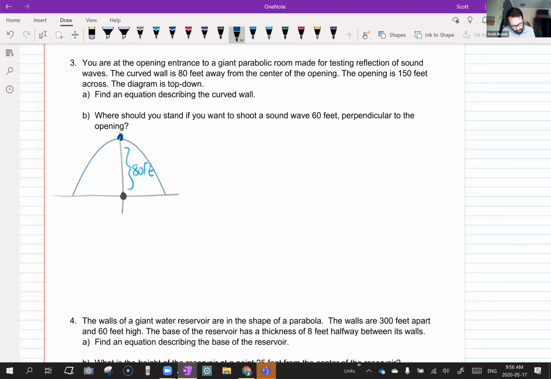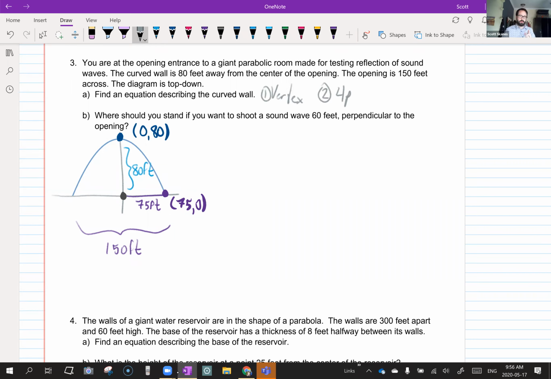That means that the vertex, we already know this, the vertex must be at 0, 80. The opening is 150 feet across. That means that it must be 75 feet on each end. This looks familiar. We've done ones like this before. If this is 75 feet, well, this must be the point 75 and 0. And the other point would be negative 75 and 0, but we don't need it. Find an equation describing the curved wall. We need the vertex, and we need, you guessed it, 4p. Same thing as we did before.